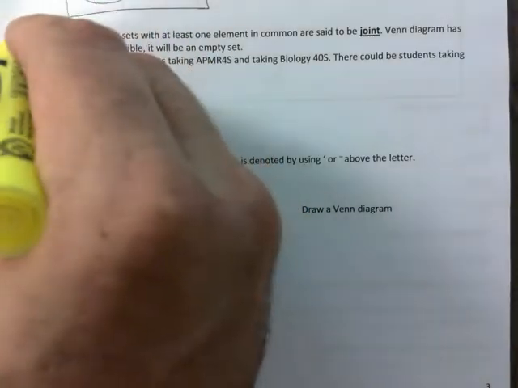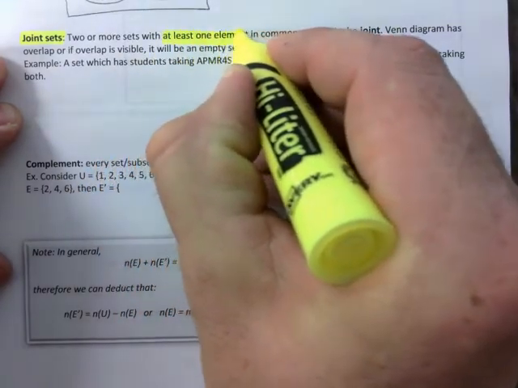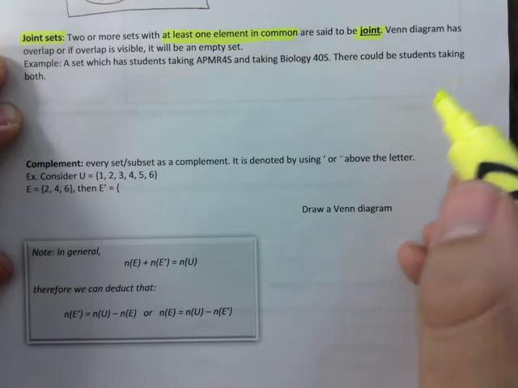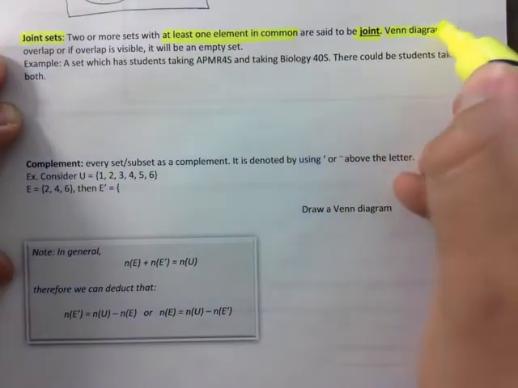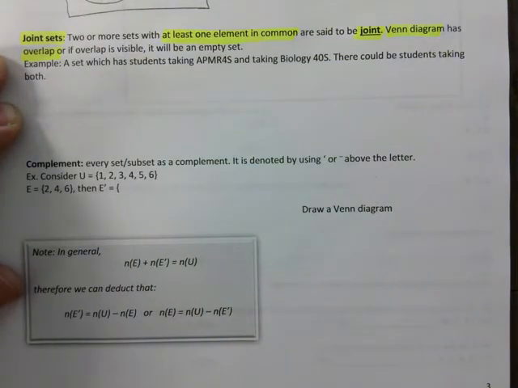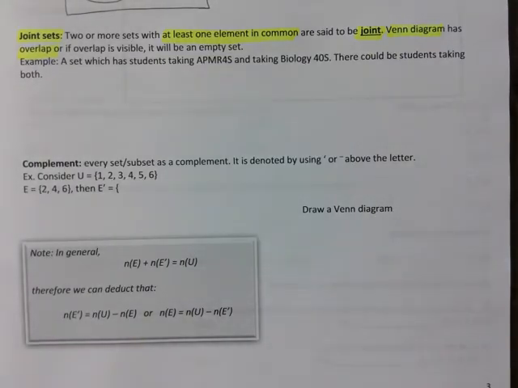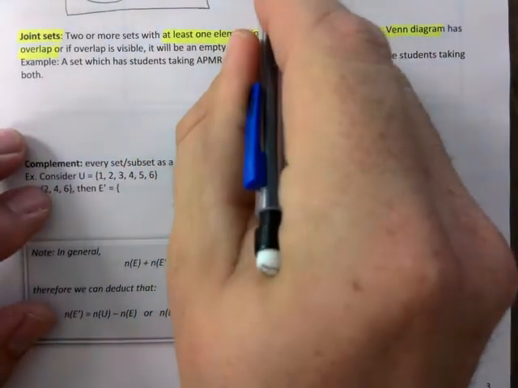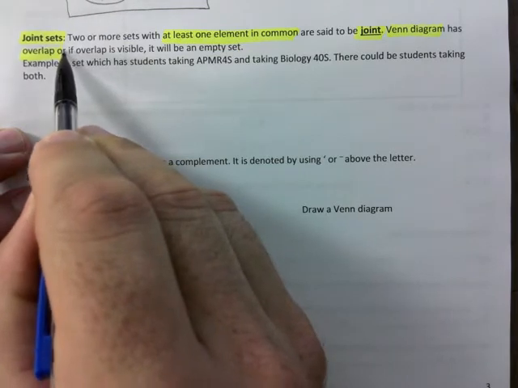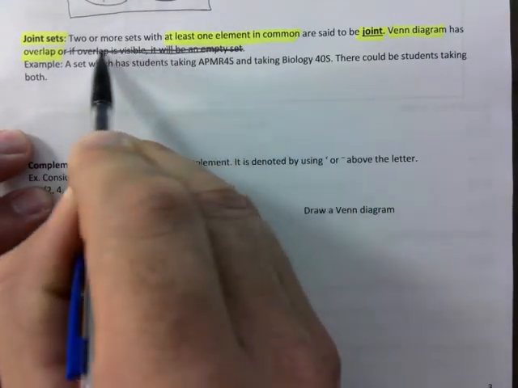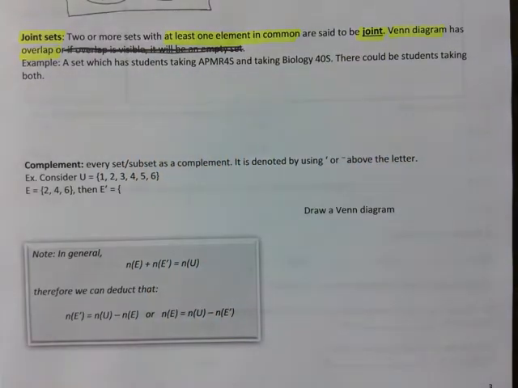Okay? Joint sets. Two or more sets that have at least one element in common are said to be joint. When a Venn diagram has an overlap, right? The Venn diagram would have an overlap. If overlap is visible, it will be an empty set. That is not true. Oops. That is actually up here. This should have gone up here, but I'm going to just cross this off. Cross that off. That is not true. For the other one we just did, if you drew them crossed over, it would have been an empty set. There's nothing in between.